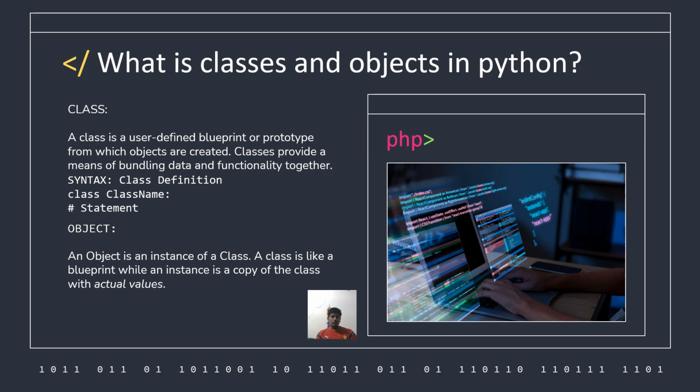Now let us look at the syntax of the class. Class definition: class name and the statement. Object. An object is an instance of a class. A class is like a blueprint while an instance is a copy of the class with actual values.